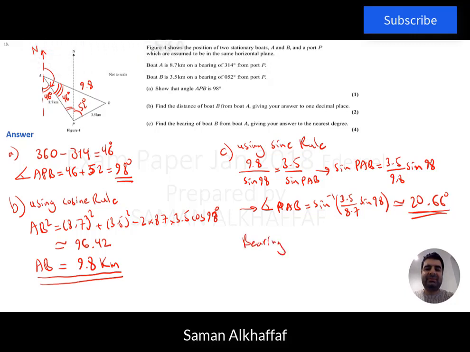And for us to find the bearing in this scenario, the bearing will be the angle that we needed to find, which will be this angle here, lambda. So for us to find this angle, lambda will equal 180, take away 46, take away 20.66, and that will give us in this scenario 113 degrees, which is the bearing. And this will be our answer for this question.